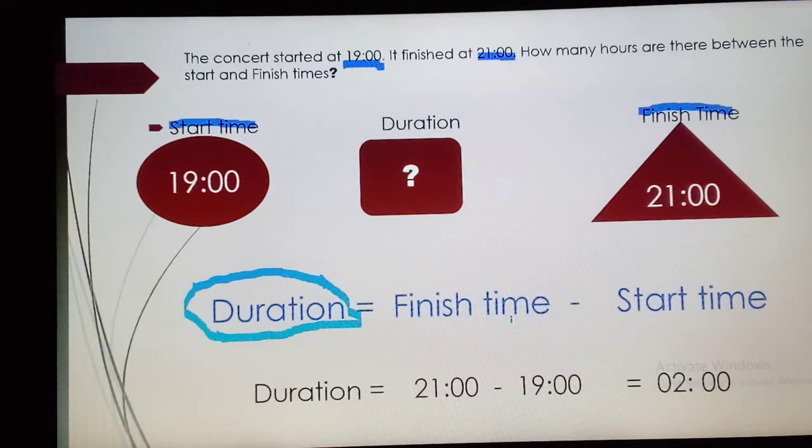To do that, we should subtract the start time from the finish time. So you know finish time is a later time and start time is an earlier time. So to find the duration, we should subtract the start time from the finish time. So here the duration is 21 hours minus 19 hours. So the answer is 2 hours.